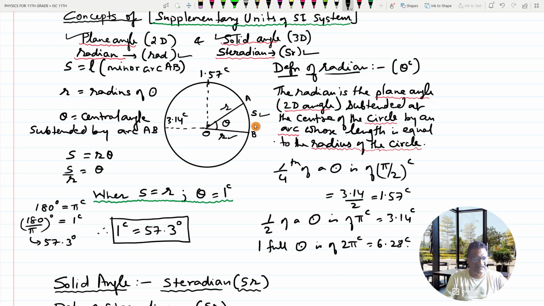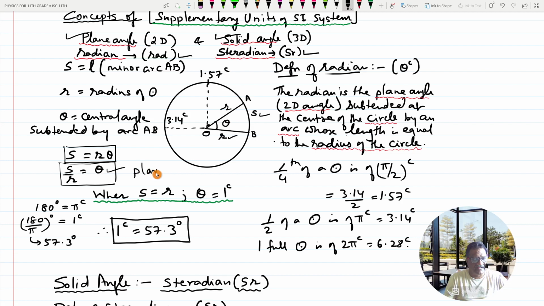There is a relationship between S, R and theta. That relationship is S equal to R theta. If you rearrange this, you will get S upon R is equal to theta. This angle theta is said to be 1 radian. This is nothing but a plane angle.